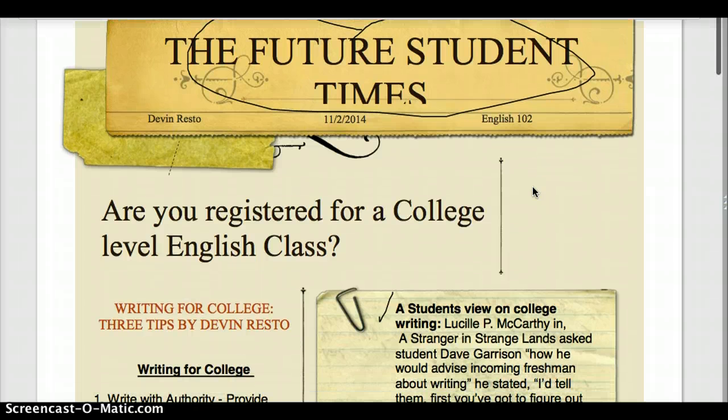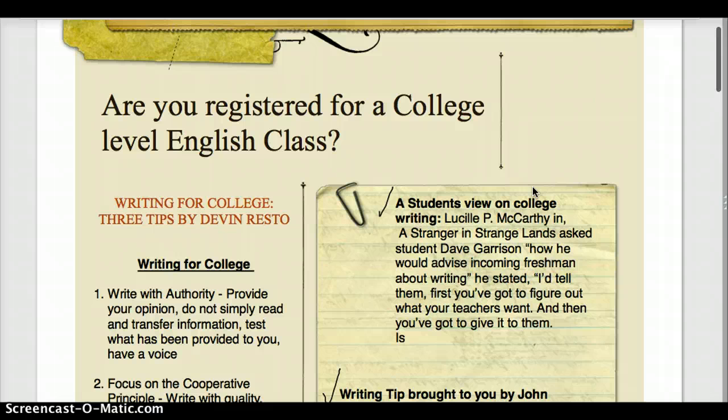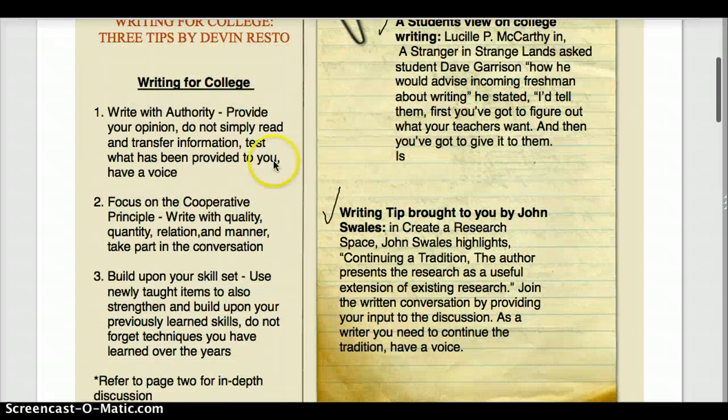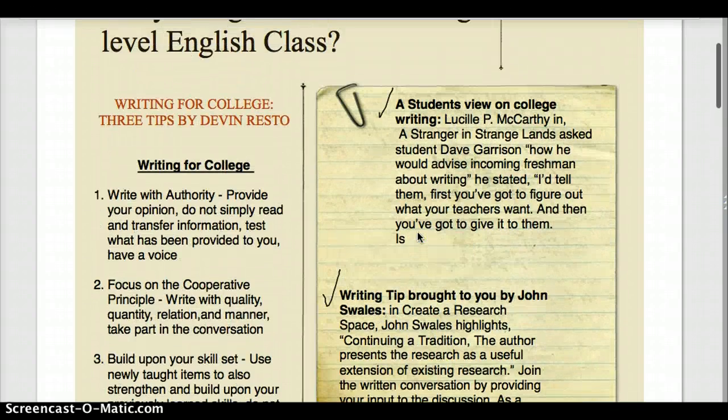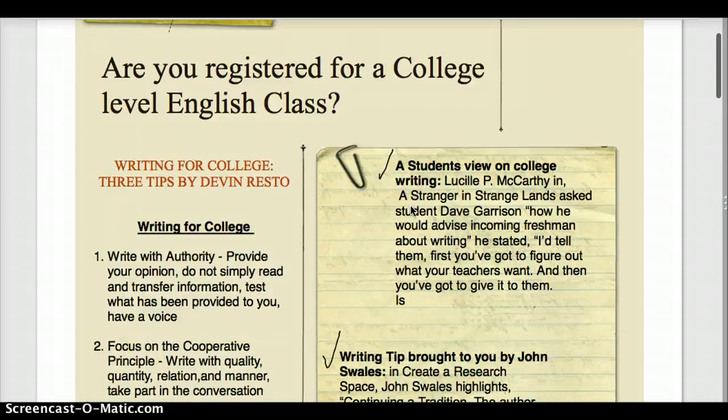I loved the beginning, this first page. It's definitely very visual heavy. I love the design. You know, you got straight to the point over here. I love the writing tip by John Swale, student's perspective. I love all of that. Great job on this first page.